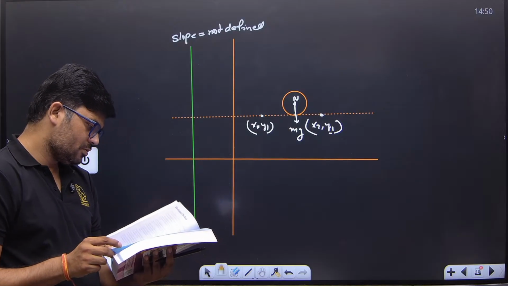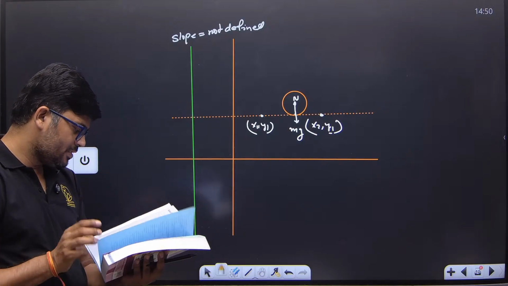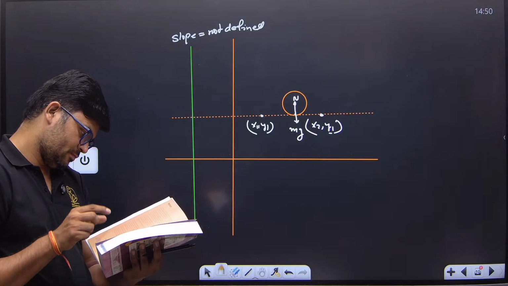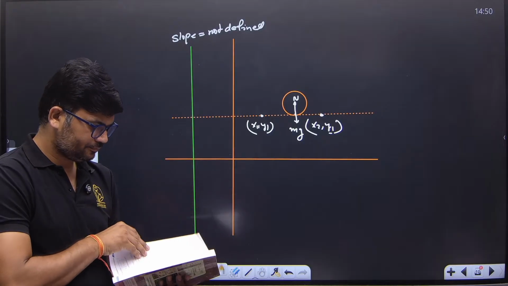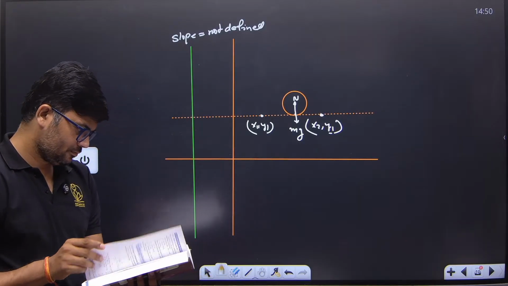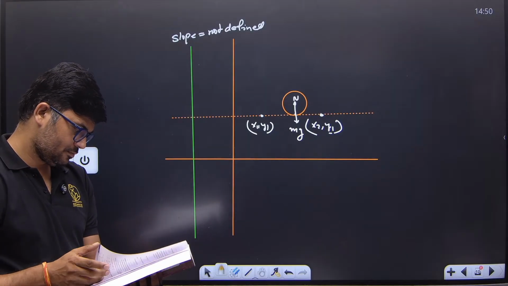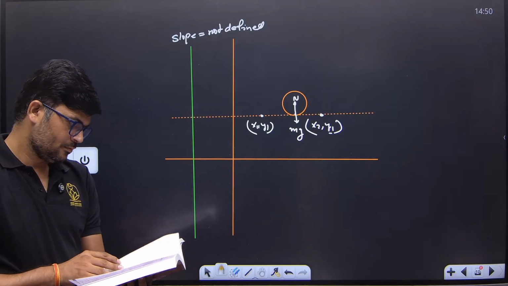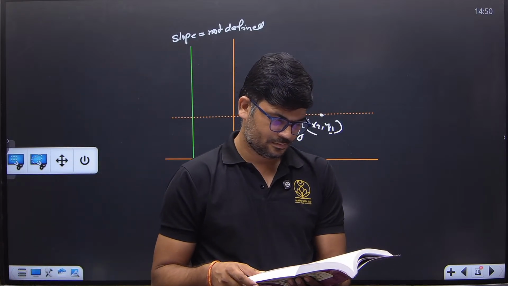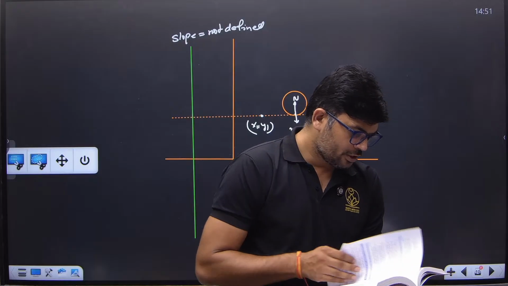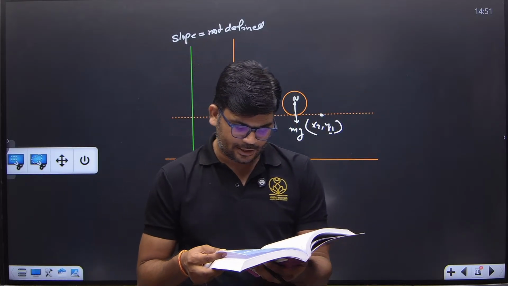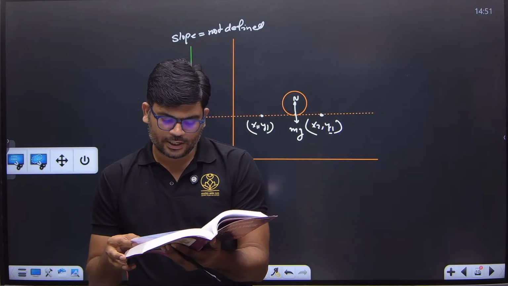So in your chapter book, chapter number, which chapter? 12. Okay, page 241. So in that, if I see the definition is given: inclination of a straight line, horizontal, vertical and oblique lines.